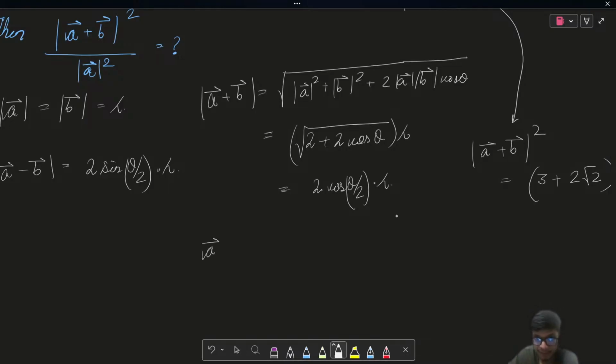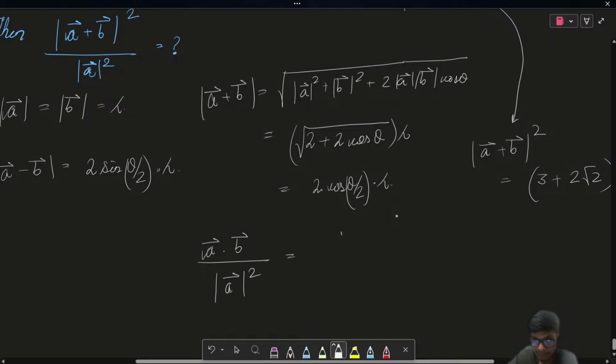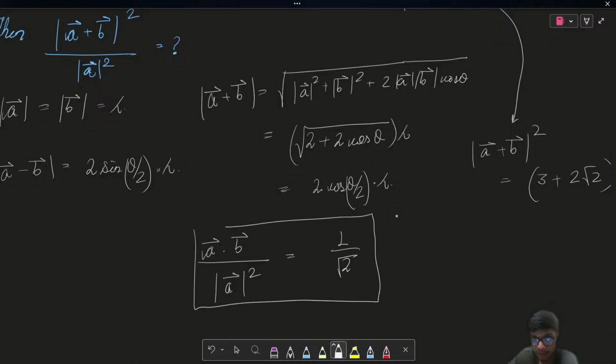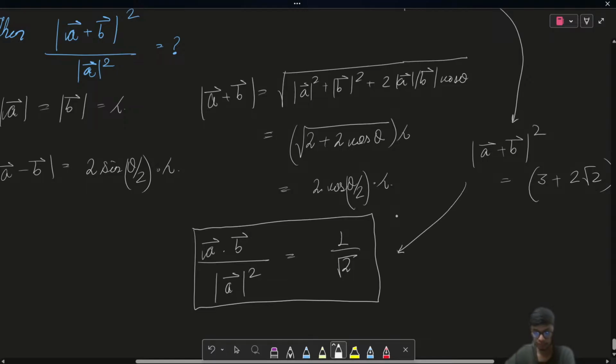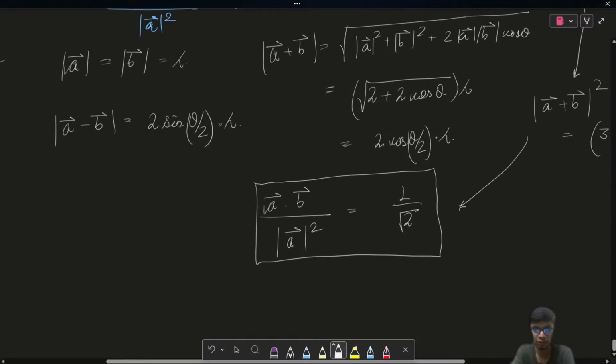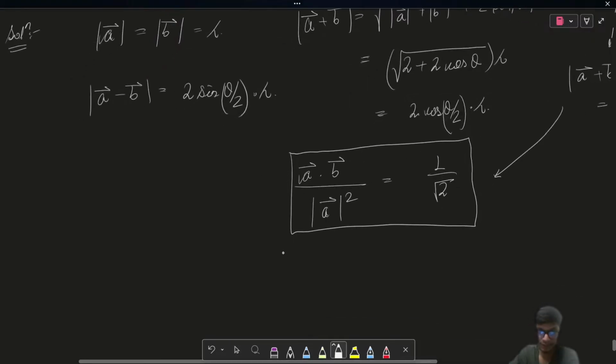that A vector dot B vector divided by mod of A vector whole square will turn out to be 1 upon root 2. So if you just simplify this particular expression, you will get this result. Now, from here, we need to evaluate mod of A vector plus B vector whole square divided by mod of A square.